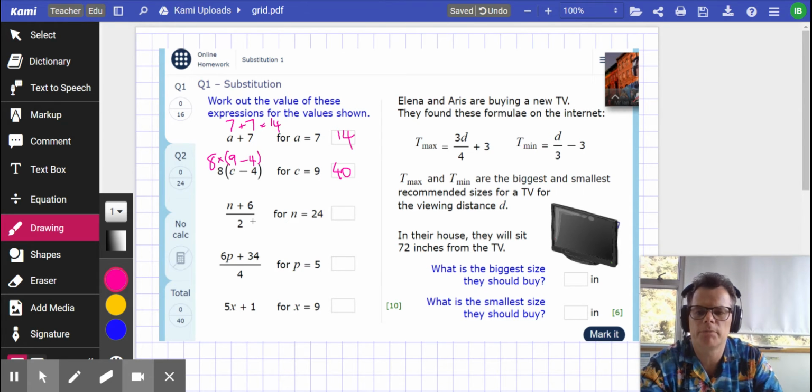N plus 6 divided by 2, that means divided by, don't forget that's a fraction. N is 24, so if N is 24, this is 24 plus 6, that's 30, then all divided by 2, 30 divided by 2 is 15.